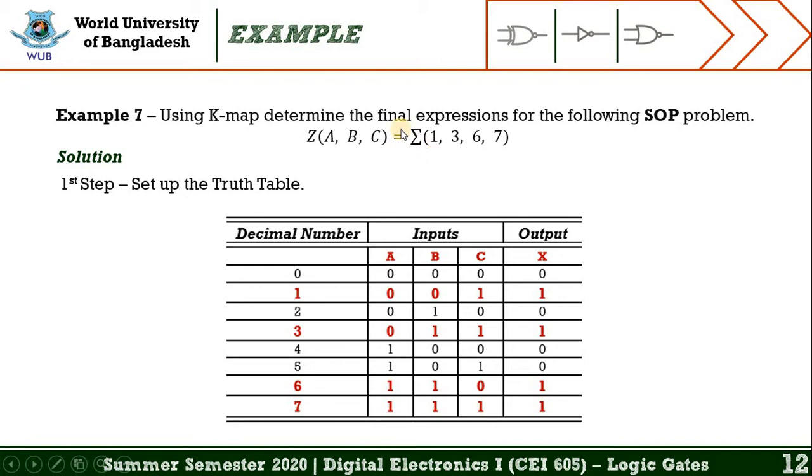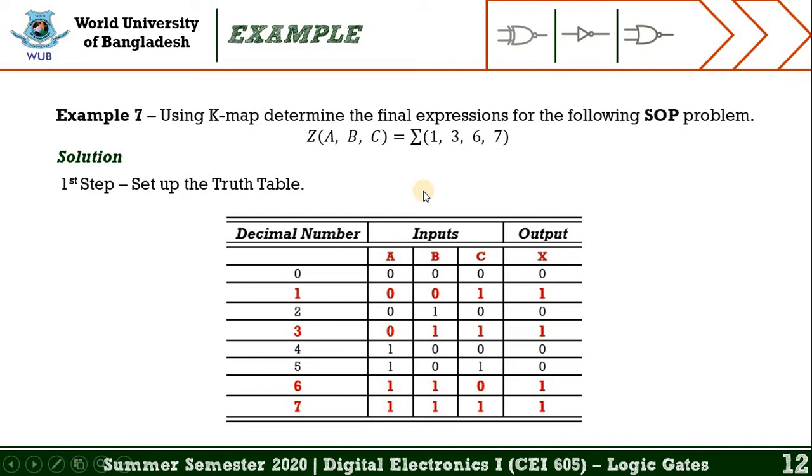sign. If the problem doesn't declare whether it is SOP or POS, then you can understand from the question. If the question consists of a summation sign, then you can assume that this is an SOP problem. And if the question consists of a pi sign, then you can assume that it is a POS problem. So let's start with the solution.